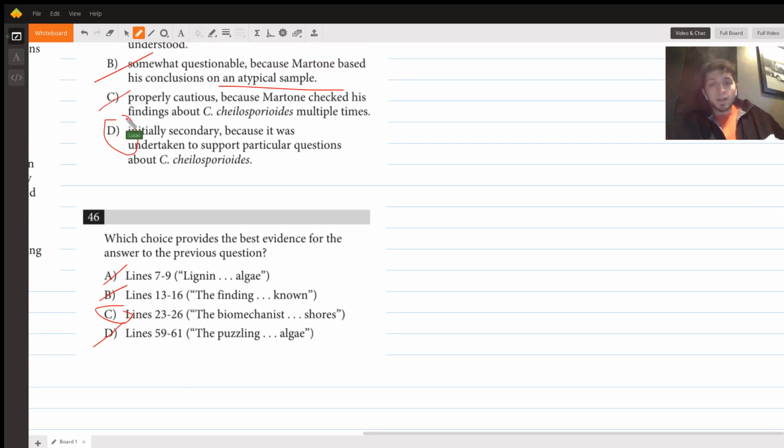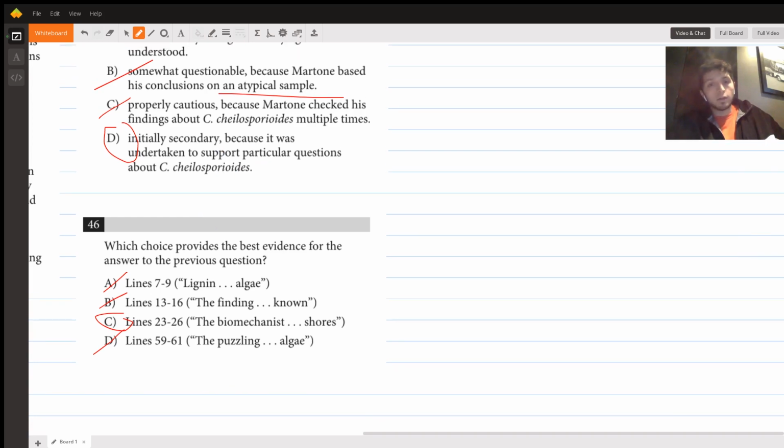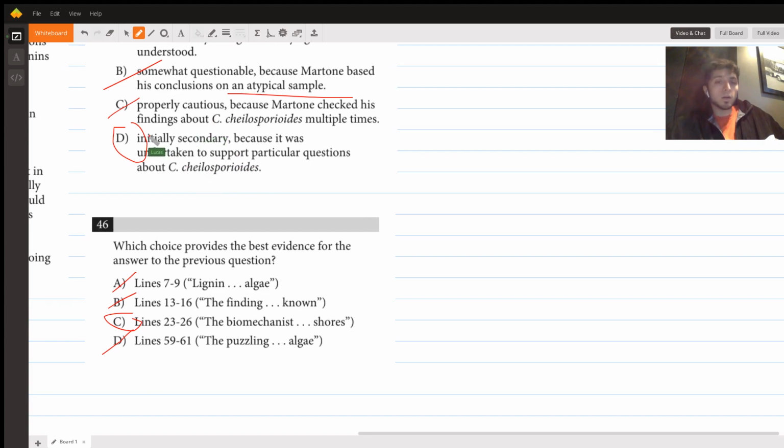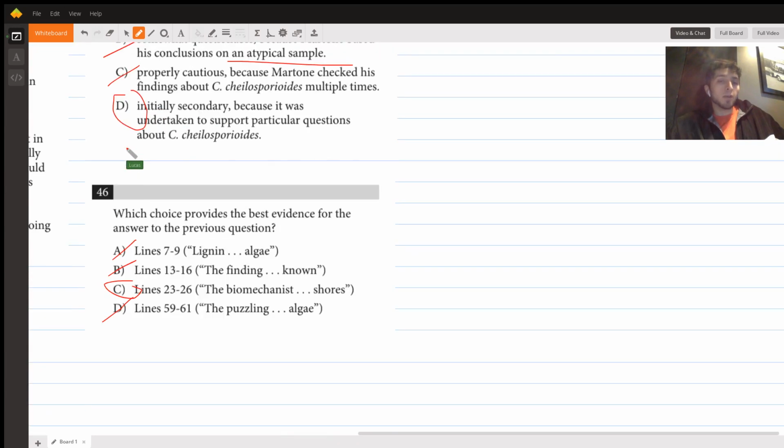D says initially secondary because it was undertaken. And this really perfectly matches the text we chose. Initially secondary because at first he wasn't looking for lignin. Instead, he was trying to answer particular questions about it, which refers to the toughness he was trying to understand. So we can choose answer choice D for 45 and answer choice C for 46.